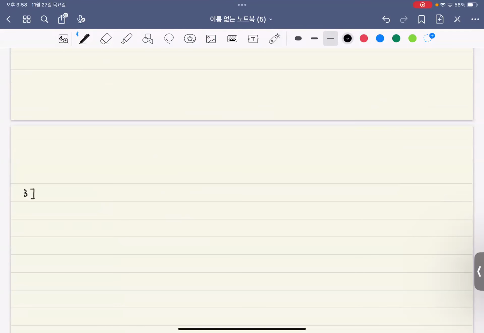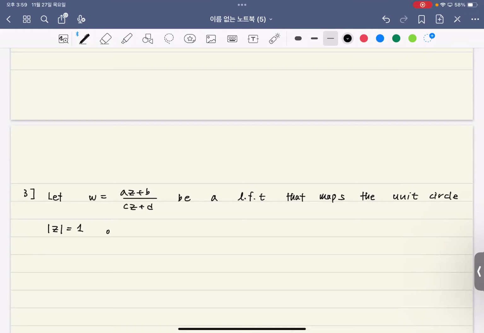Number 3 goes like this. I have a linear fractional transformation that looks like this, and we are assuming that this guy maps the unit circle to the unit circle.